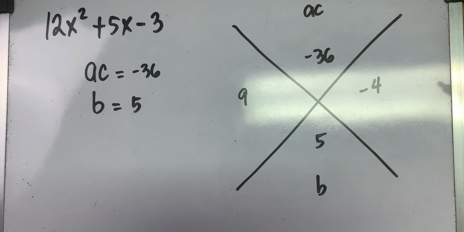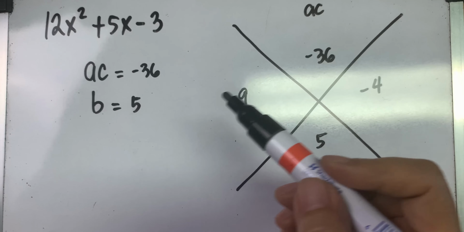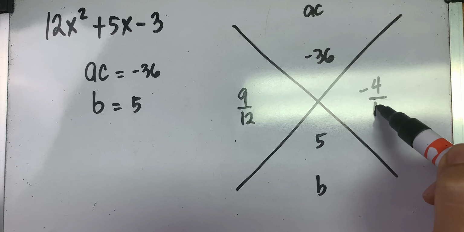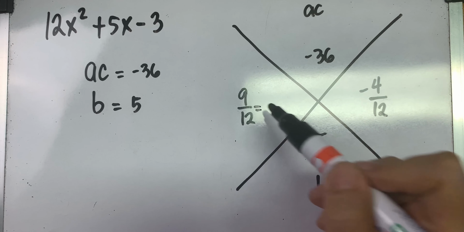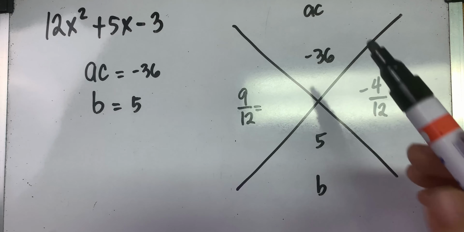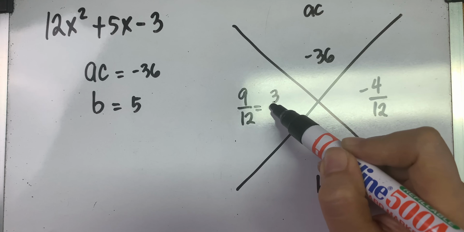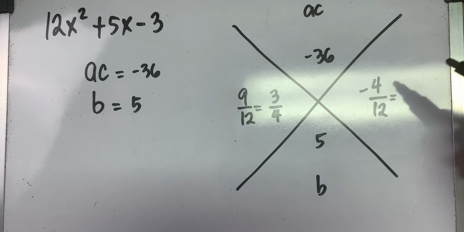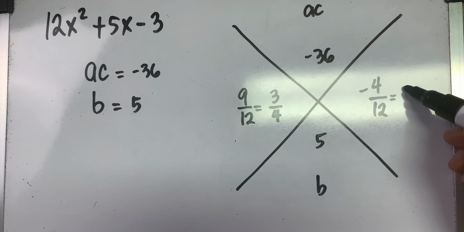So divide natin siya by the coefficient of x squared which is 12. Ganon din ito. And then we have to reduce. So, we have to reduce this one. Divide natin siya both by 3. So, we'll have 3 over 4. And then ito, divide natin both by 4. We'll have negative 1 over 3.